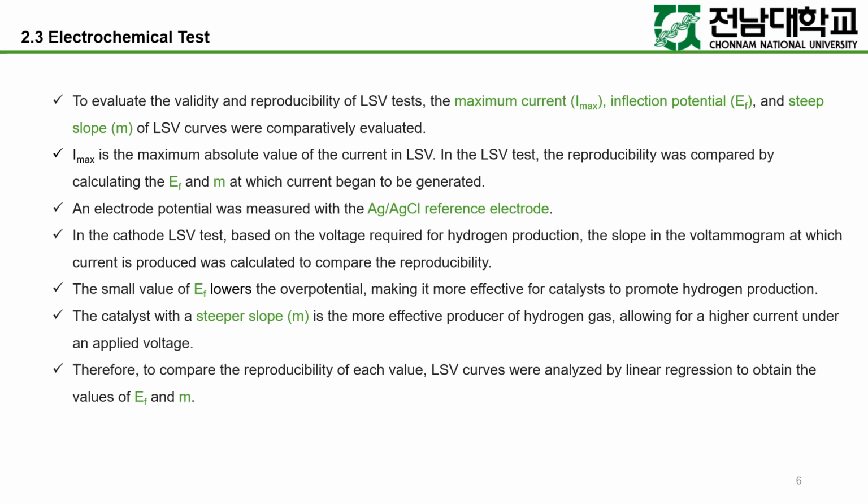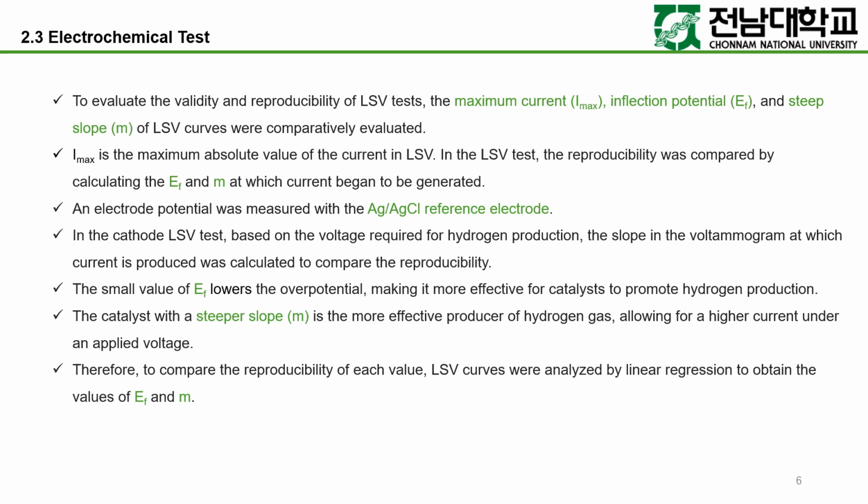In the LSV test, the reproducibility was compared by calculating the inflection potential and steep slope. An electrode potential was measured with the Ag/AgCl reference electrode. In the cathode LSV test, based on the voltage required for hydrogen production, the slope in the voltammogram at which current is produced was calculated to compare the reproducibility. A small value of EF lowers the overpotential, making it more effective for catalysts to promote hydrogen production.